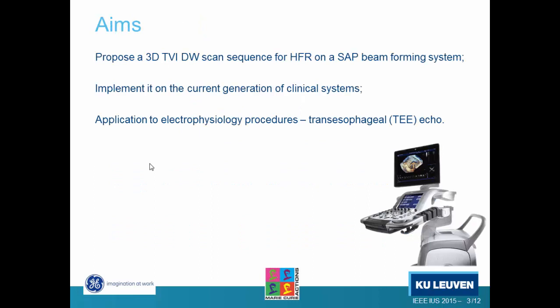So the aim of this work was to propose a 3D TVI fast acquisition sequence using diverging waves on a sub-aperture beamforming system. And we want then to validate it by implementing it in a clinical scanner. And because my PhD is mainly focused on electrophysiology procedures, I'll be using a transesophageal array, but the same conclusions would apply to a transthoracic one.